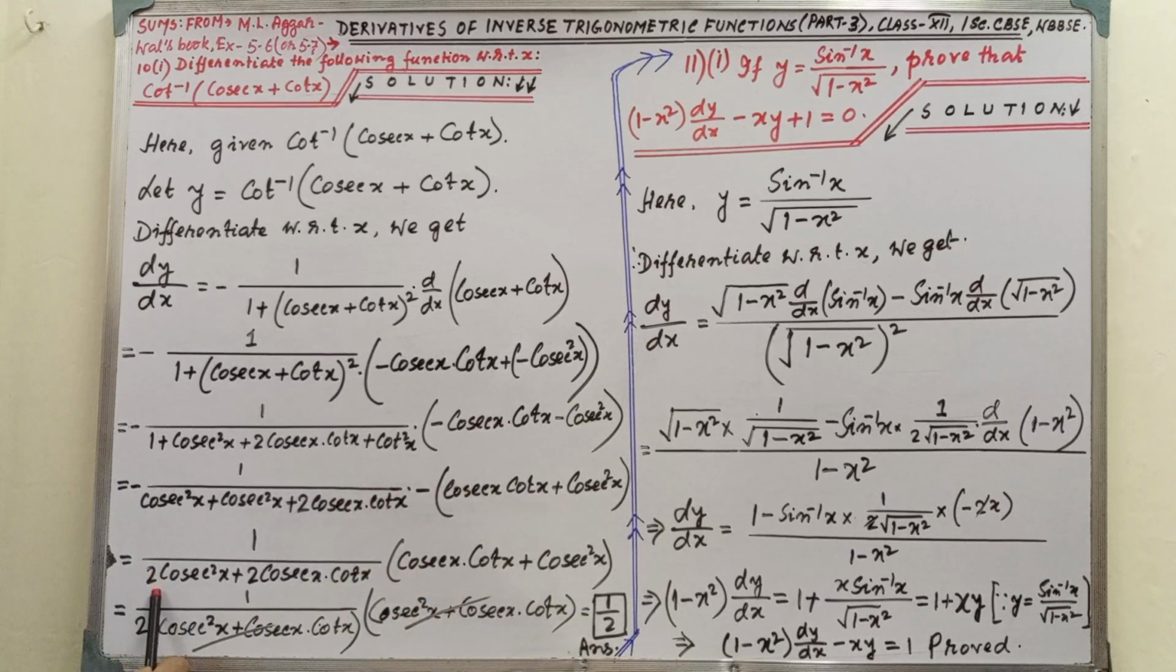Then we are taking common: cosec square x plus cosec square x, that is 2 cosec square x, and cosec x cot x will remain as it is. Then we are taking common 2. After taking common and simplifying, these two terms, that is cosec square x plus cosec x into cot x, and both factors are the same, so they will be cancelled, and finally it is coming up half. Half is the answer.